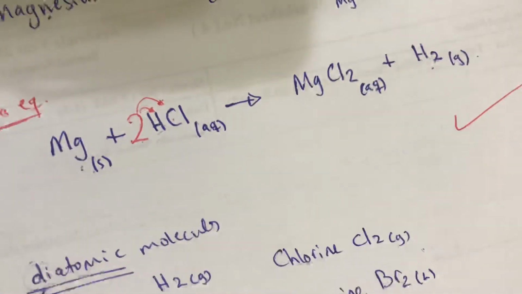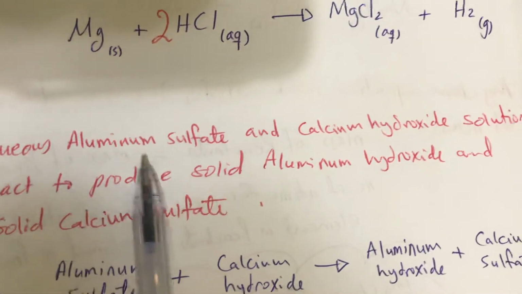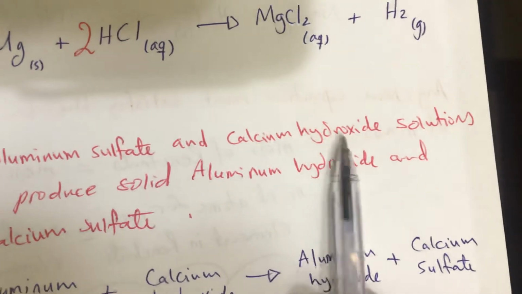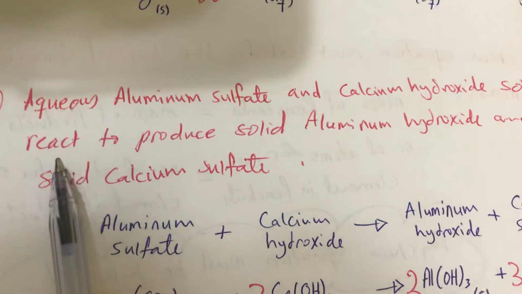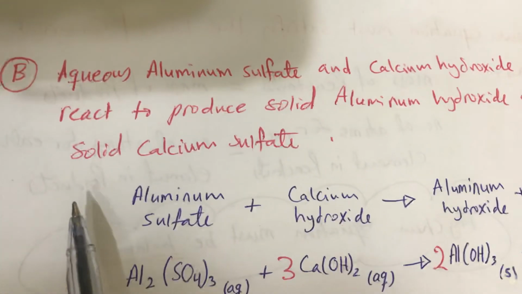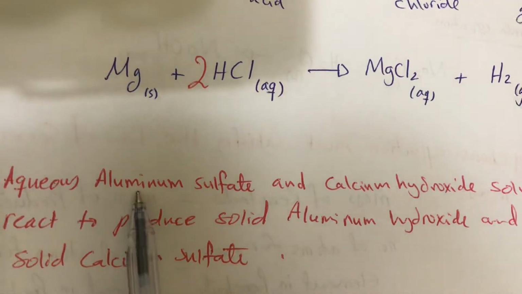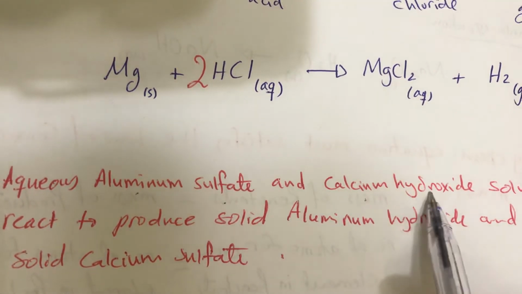Another question. Aqueous aluminum sulfate and calcium hydroxide solution react to produce solid aluminum hydroxide and solid calcium sulfate. So now how to write the word equation? Again, aqueous aluminum sulfate and calcium hydroxide.